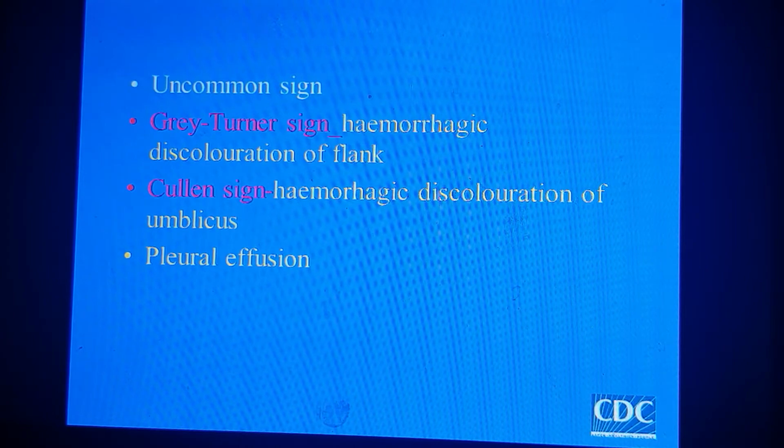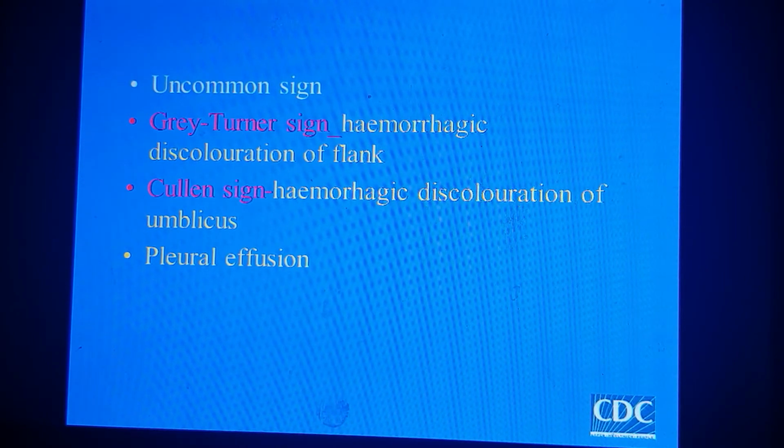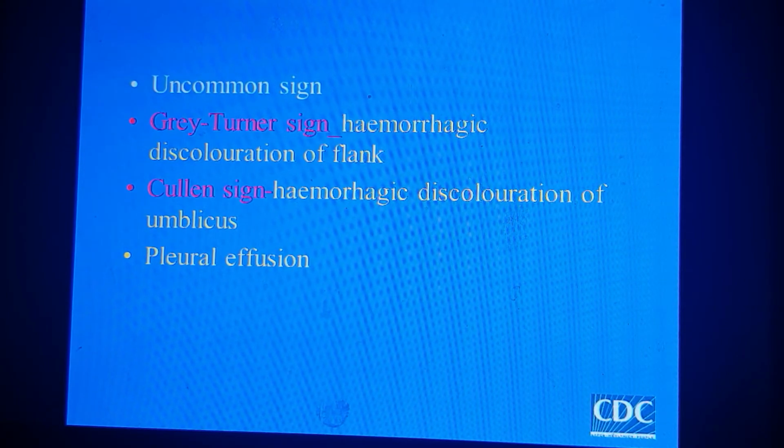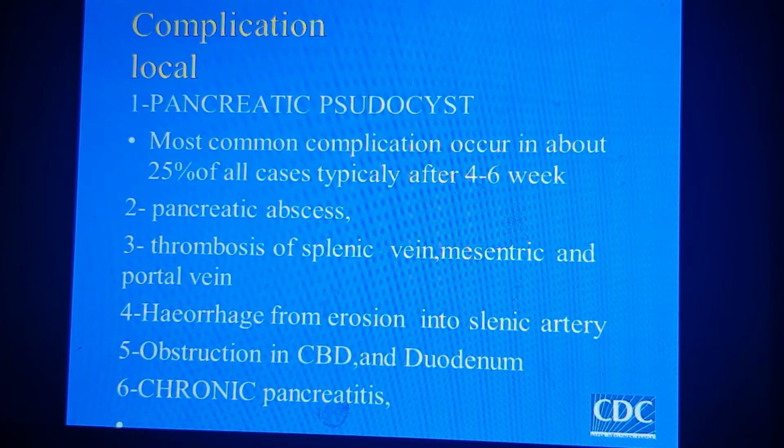There are uncommon signs that can be present in a patient with acute pancreatitis, such as Grey Turner sign, which is hemorrhagic discoloration of the flank, and Cullen sign, which is hemorrhagic discoloration of the umbilicus. Sometimes it presents as a pleural effusion. What about the complications of acute pancreatitis? We have two types, local and systemic. Local, especially what we call pancreatic pseudocyst.